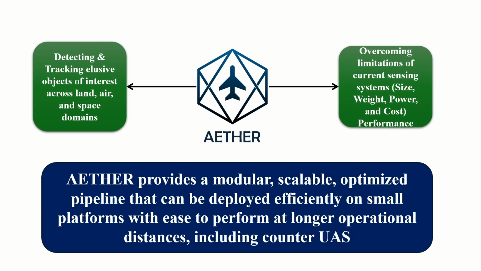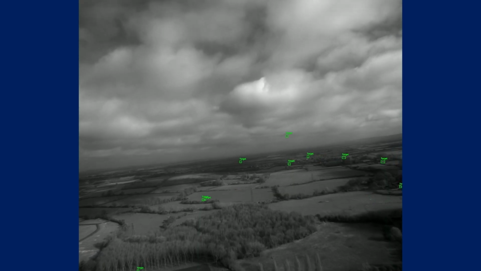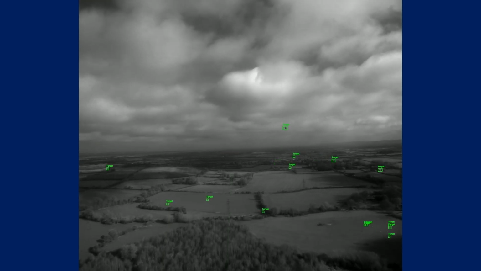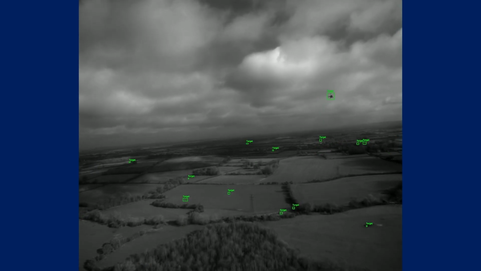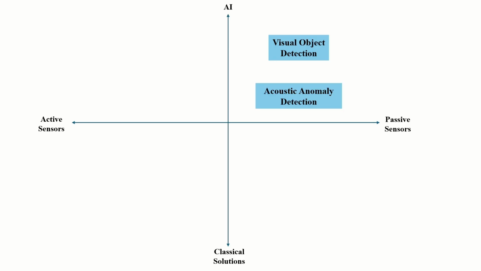Aether is a modular, scalable pipeline that can perform a wide variety of different applications, like Counter-UAS for longer operational distances. Detecting and tracking objects is a challenging task, especially when the object size is small and it is moving as well as maneuvering. Current state of the art can be classified into two categories: sensors and solutions. Sensors can be active or passive, and solutions can be classical algorithm based or machine learning based.